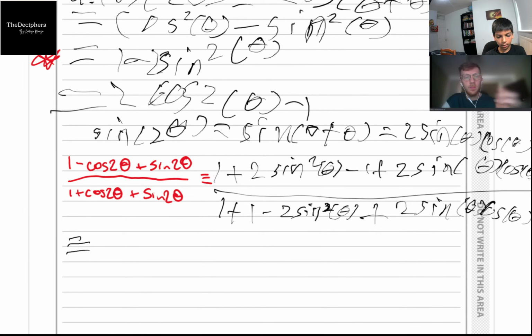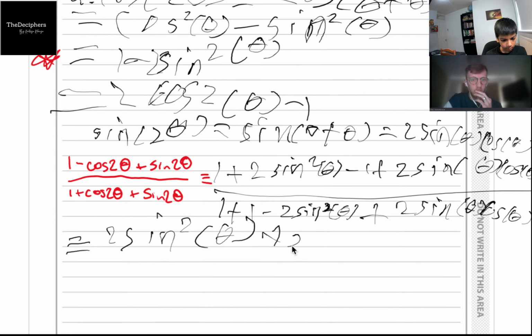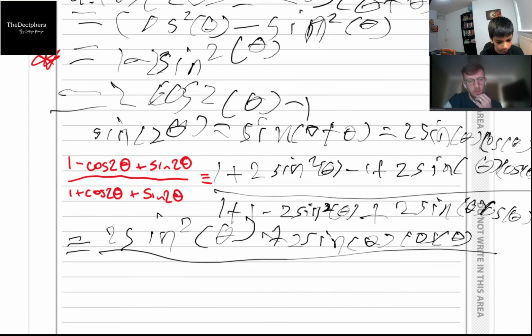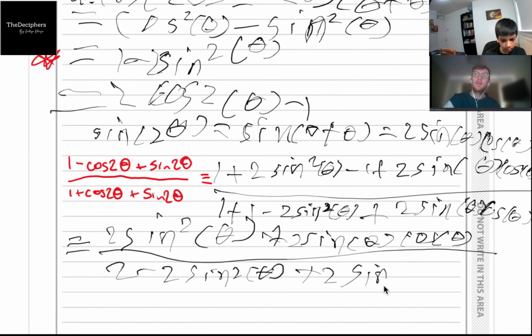So that's the same as 2 sin squared theta plus 2 sin theta cos theta, divided by 2 minus 2 sin squared theta and plus 2 sin theta cos theta. Good stuff, yeah.